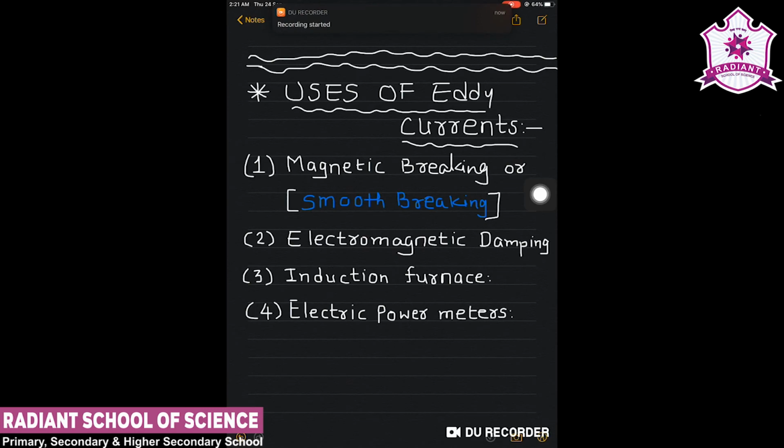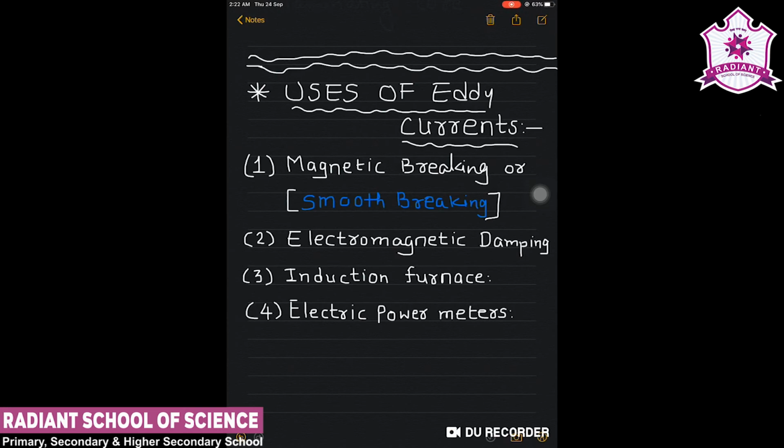Dear friends, now we will see some of the uses of eddy currents. The first use of eddy current is magnetic braking in trains, also called smooth braking. Now we will see why this is so. The reason is that strong electromagnets are situated above the rails in some electrically powered trains. These trains are also called maglev trains.